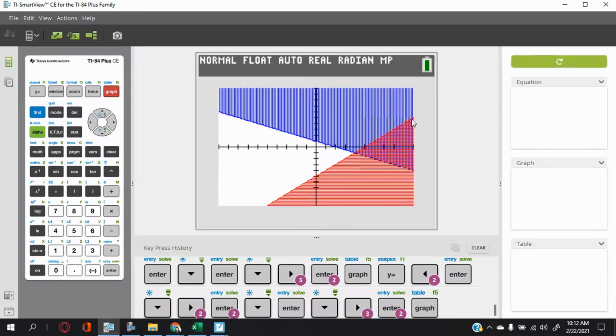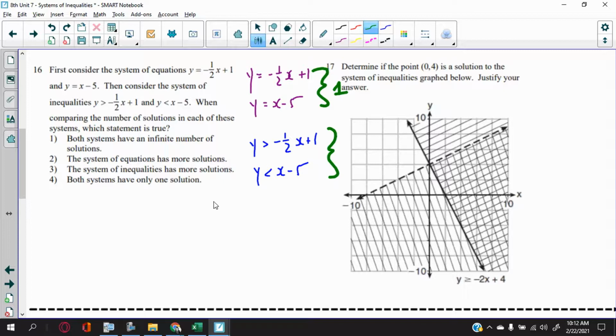Yeah, I mean, look at this purple area. Look at all the solutions in this purple area. So it has to be choice 3. All right. The systems of inequalities have more solutions.